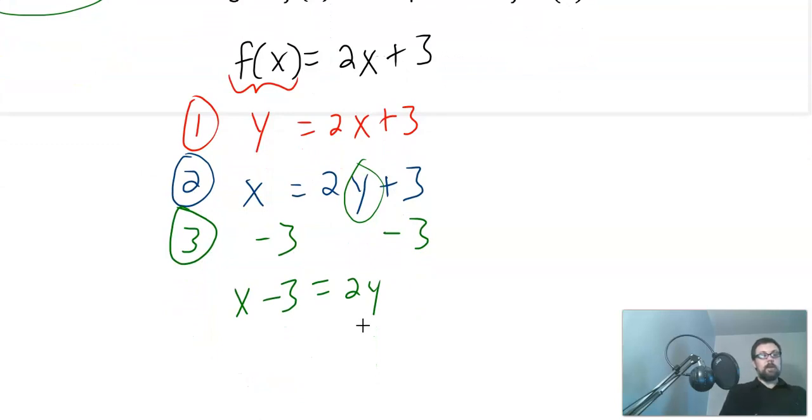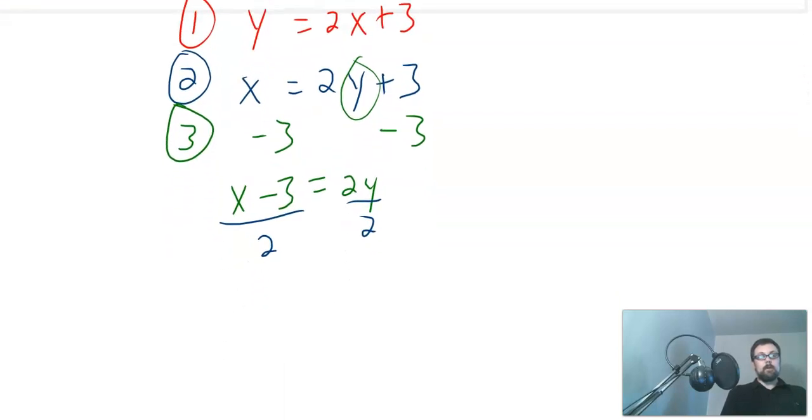Then, to get y by itself, we have to divide by 2 to reverse that multiplying by 2. So notice that by solving this for y, we are reversing the original function's operations. We're subtracting 3 to undo the plus 3. We're dividing by 2 to undo the multiplying by 2. And we end up with (x minus 3) over 2 equals y. So that is step 3.